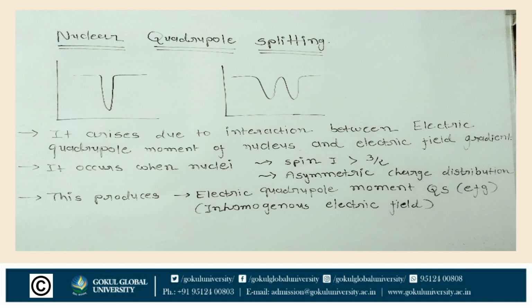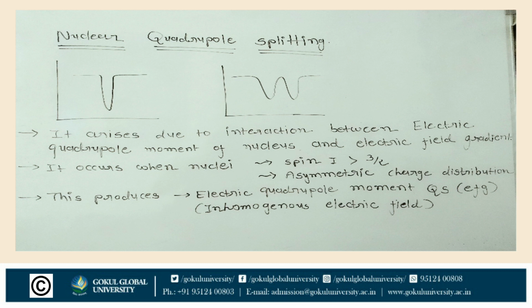It means I is greater than 3 by 2. It means it may be 3 by 2 and greater than it. That means it may be 5 by 2, 7 by 2 and 9 by 2 and so on. Then this type of nuclear quadrupole splitting is observed, and also it must have an asymmetric charge distribution. In symmetric cases, the quadrupole splitting is not observed, it is observed only in the case of asymmetric charge distribution.